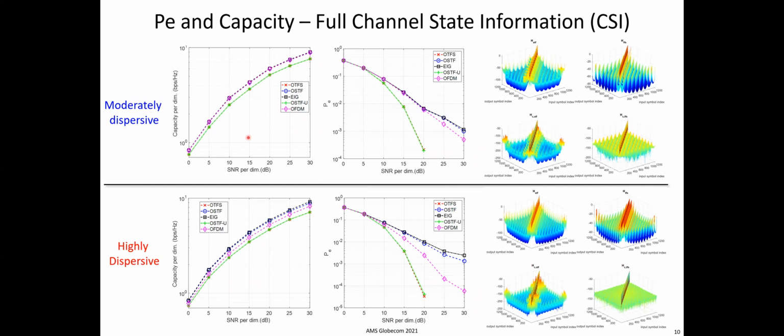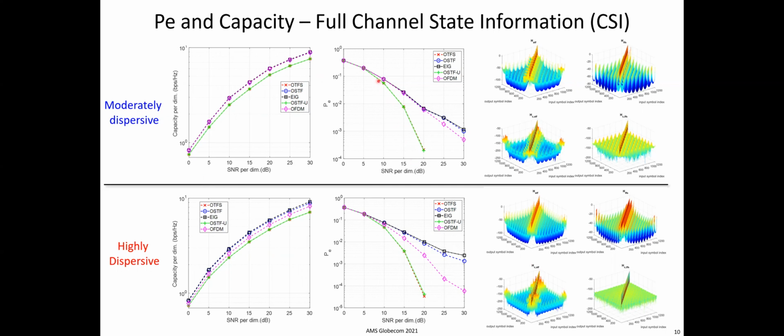So here we do probably an error versus capacity comparison with the full channel state information. So for the MMSE filter, we use the entire channel state information. What we see is that the best performance in capacity is OSTF and eigen. This is SNR per dimension and capacity. Whereas OFDM is pretty close, since it's moderately dispersive, but OSTF-U and OTFS are slightly below.